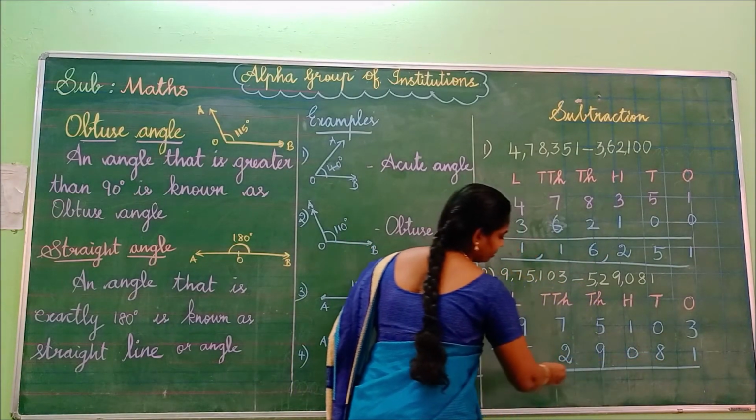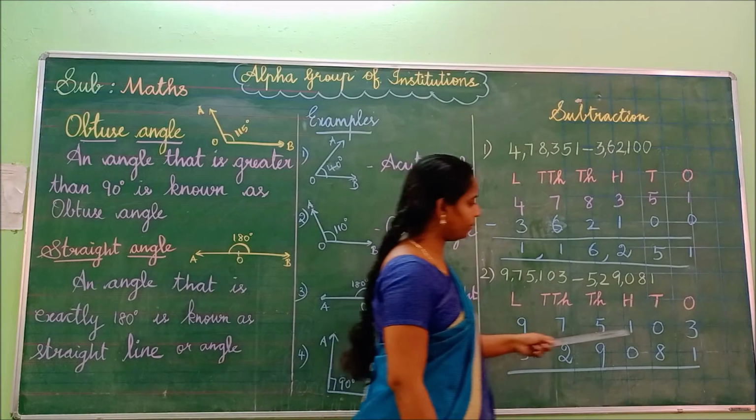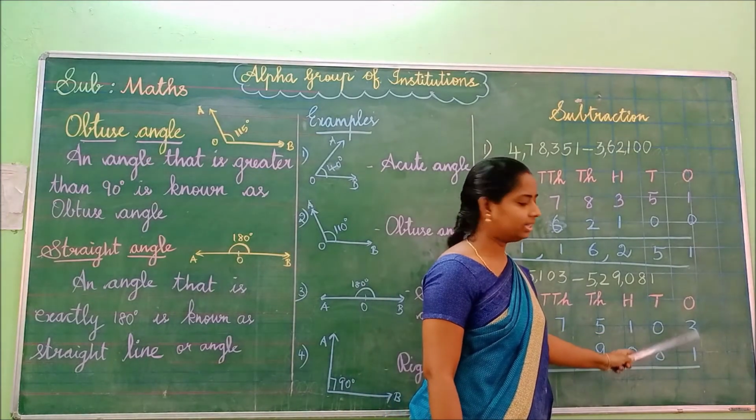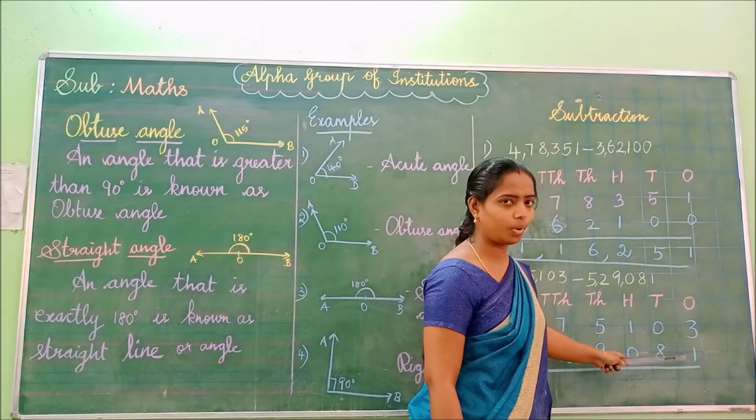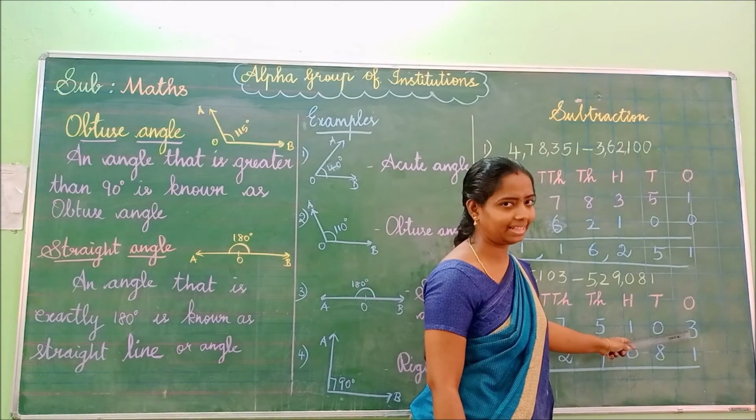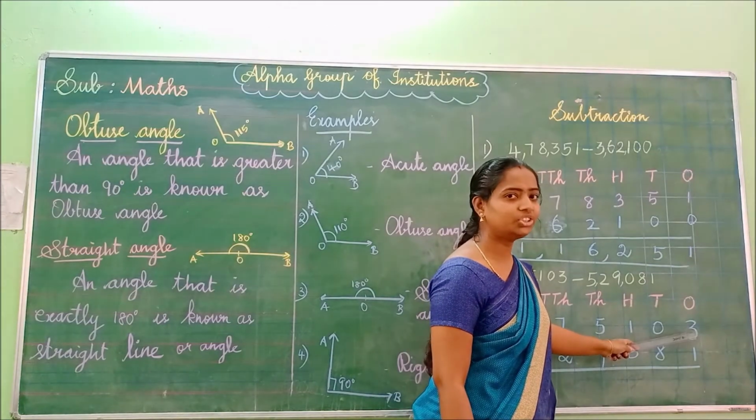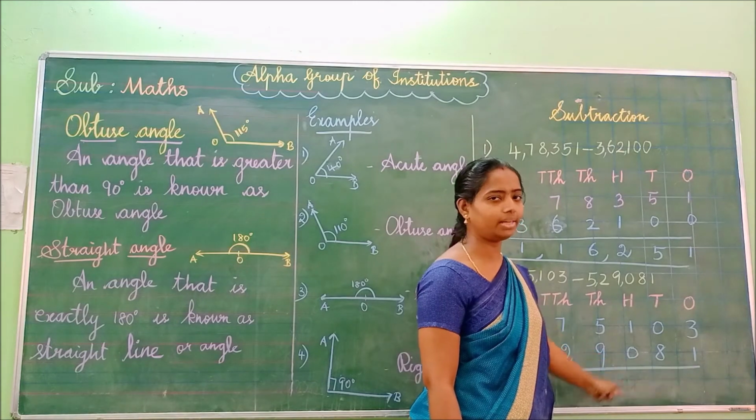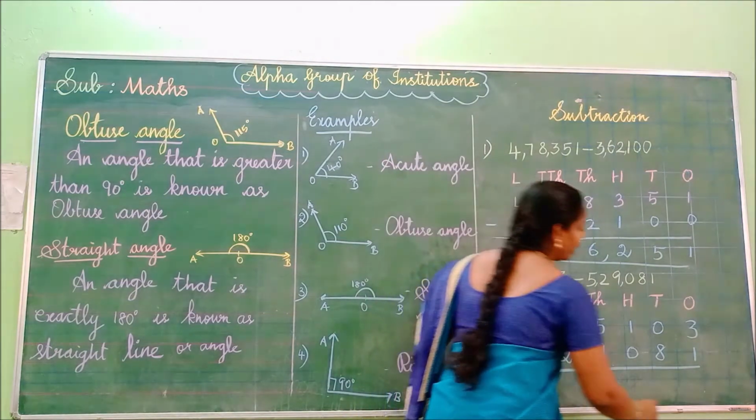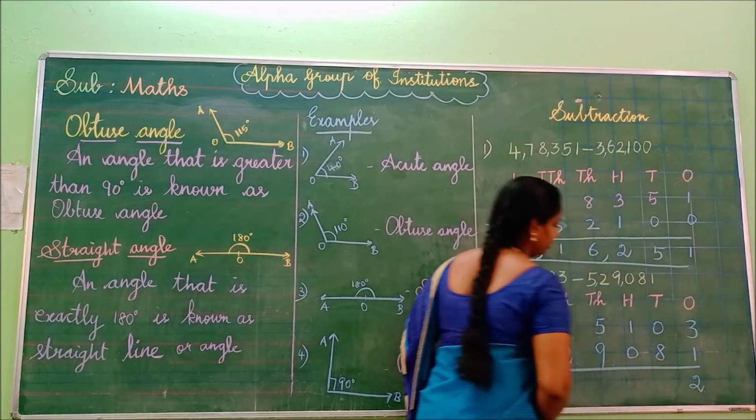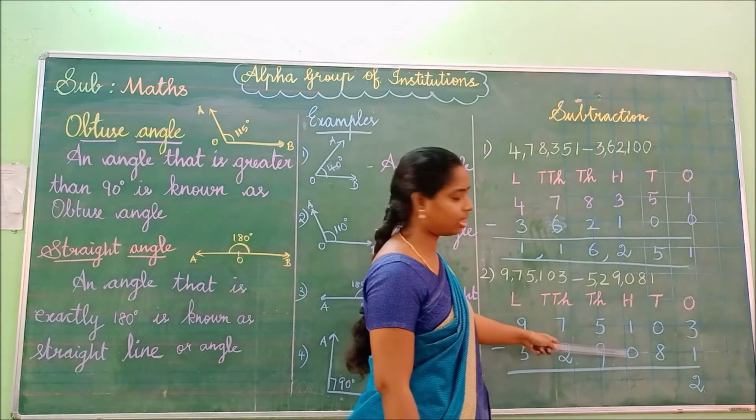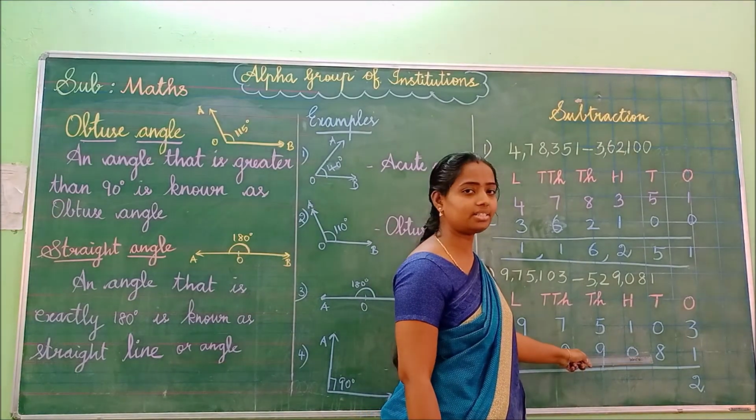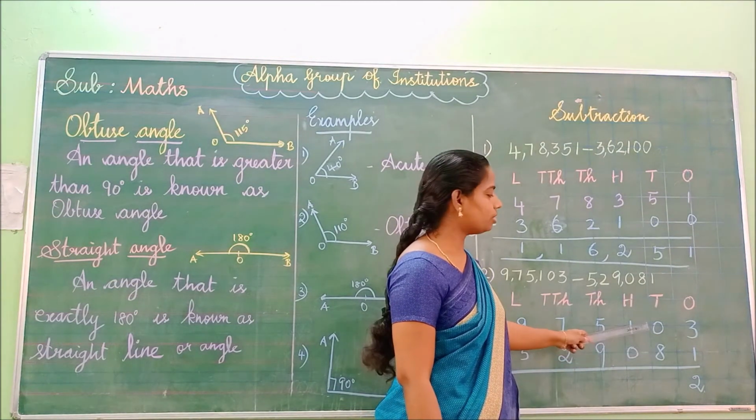Okay, shall we start to subtract, children? Okay, see, what is the given number here? 3. 3 minus 1. 3 is greater than 1, isn't it? So we can subtract directly, isn't it, children? Yes, 3 minus 1. How much, children? Yes, very good. 3 minus 1 is 2. Okay, then move on to the tens place. How much? 0 minus 8. See, children, here it is very important. You have to notice here.